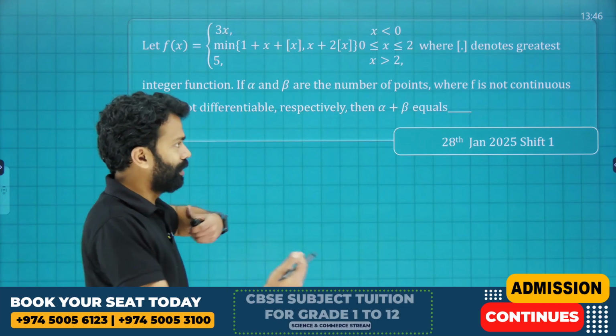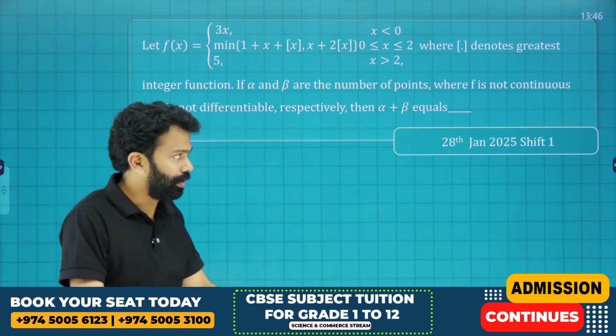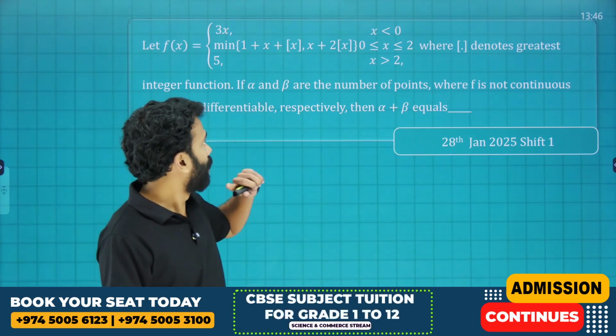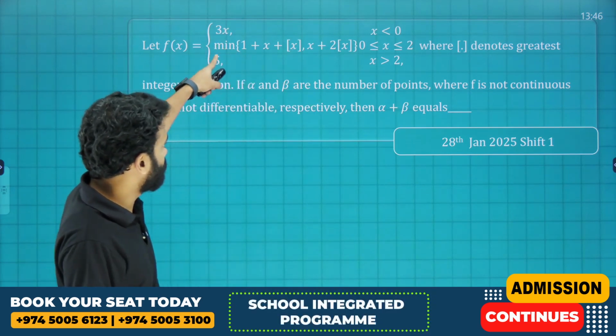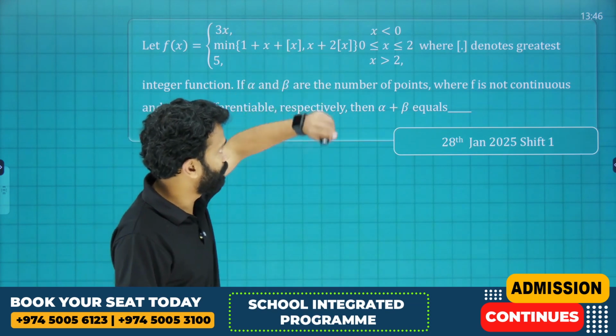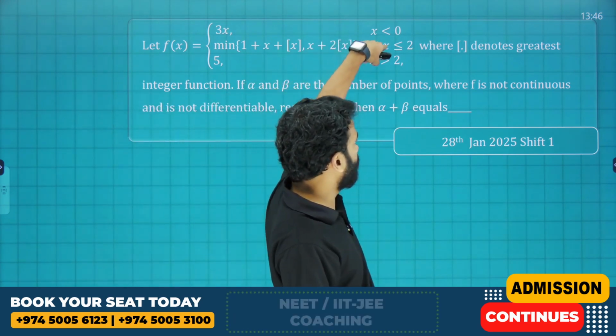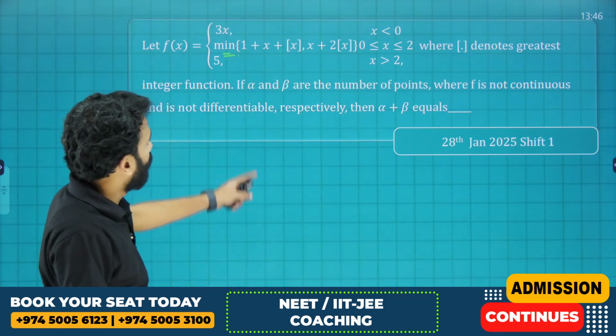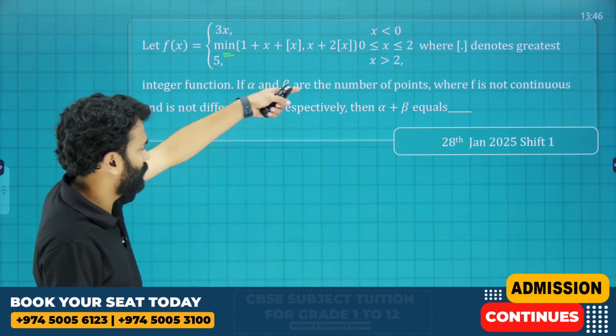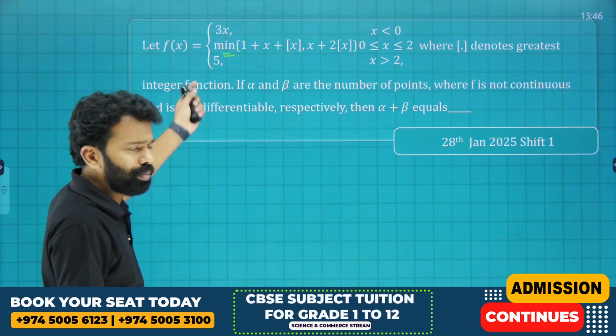Yeah, another question. The parameters have changed, that only. Okay, nothing else is changed. f of x is equal to 3x, where x is less than 0; 1 plus x plus box x and x plus 2 times box x, for 0 less than or equal to x less than or equal to 2. There is one thing which you need to be very careful about here: minimum of. Okay, and 5 when x is greater than 2, and the box denotes the greatest integer function, that is box x.